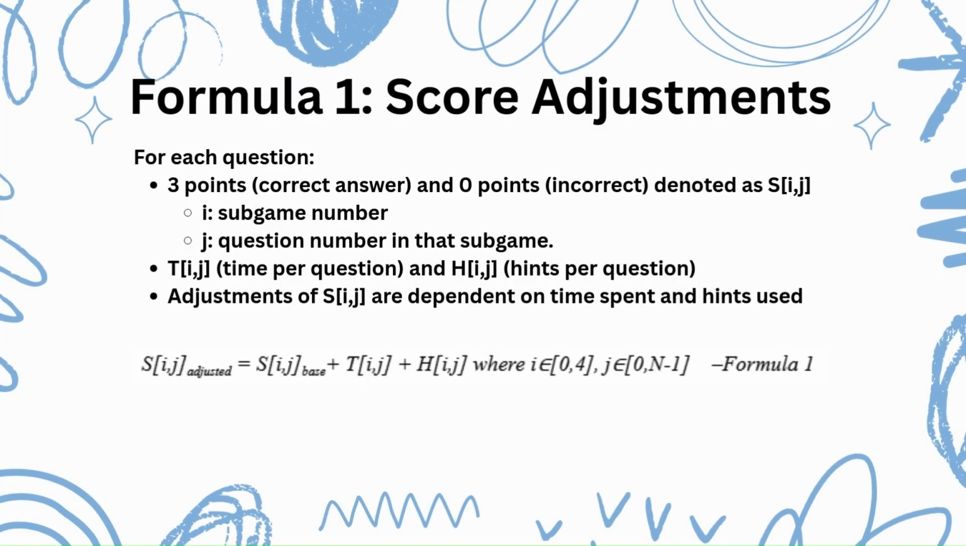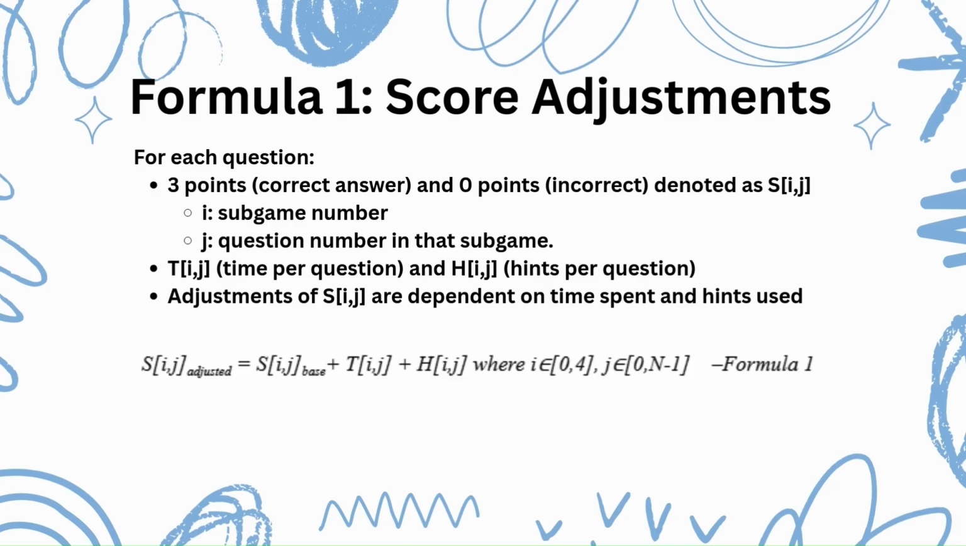Hi, my name is Tran, and I'll be discussing the four formulas that make up the scoring system. Players receive a base score of 3 per correct answer and 0 points if incorrect, denoted as Sij. I represents the different memory type subgames with an index between 0 through 4, and J represents the question number in that subgame with an index between 0 and n-1, where n is the total questions in I.